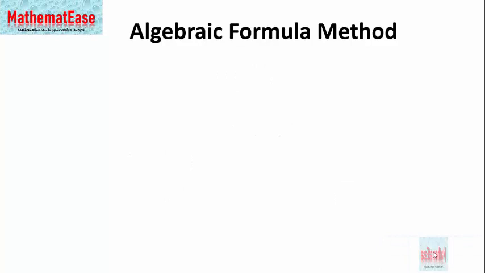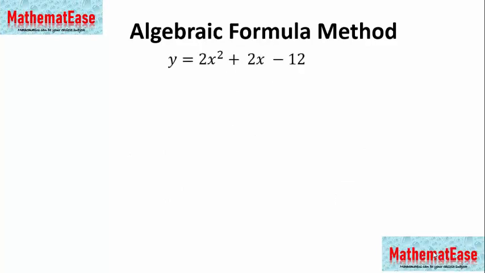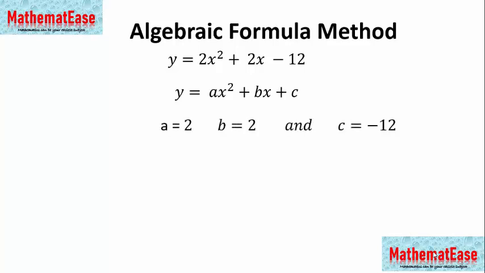Algebraic method. In the algebraic method, I'm using the same question as well. This is the format I set for a quadratic equation generally: y = ax² + bx + c. In this question, a is equal to 2, b is equal to 2, while c is equal to −12. When I say a is equal to 2, I mean a is equal to +2. Whether you write +2 or 2 is the same thing. If b is equal to 2, whether b is +2 or 2 is the same thing, while c is equal to −12.